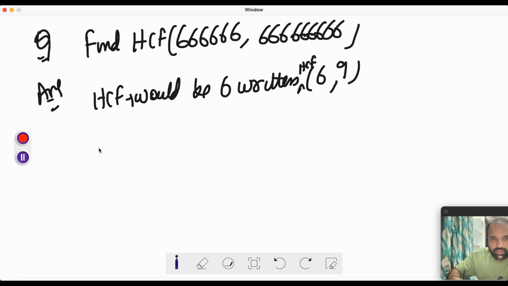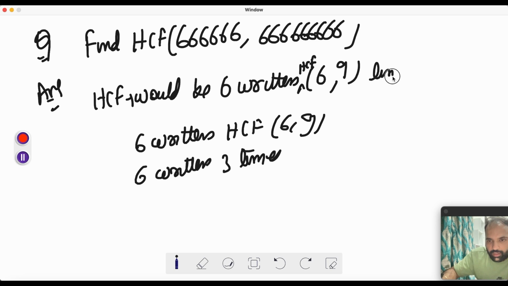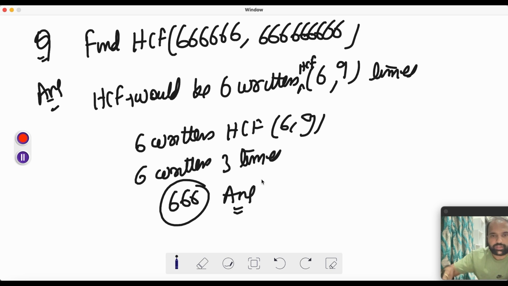Okay, let me write it. HCF would be 6 written, then the HCF of 6 and 9. Now the HCF of 6 and 9 is 3. Very simple. B minus A, any factor of 3. Any factor of 3 is 1 and 3. So 3 would divide both. So 6 written 3 times. I'm writing word by word so that even if you don't understand, you can simply follow what's written there. So 6 written 3 times: 1, 2, 3. Now just see what has happened. Just look for a minute.